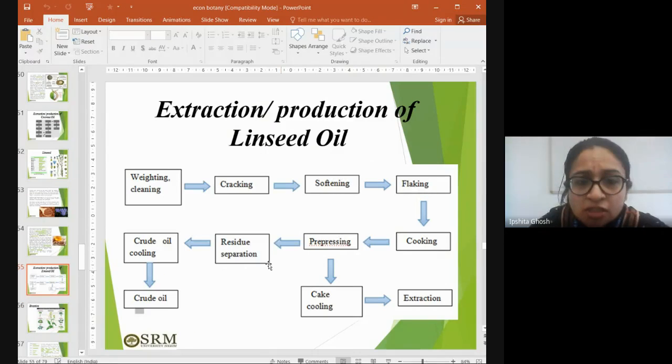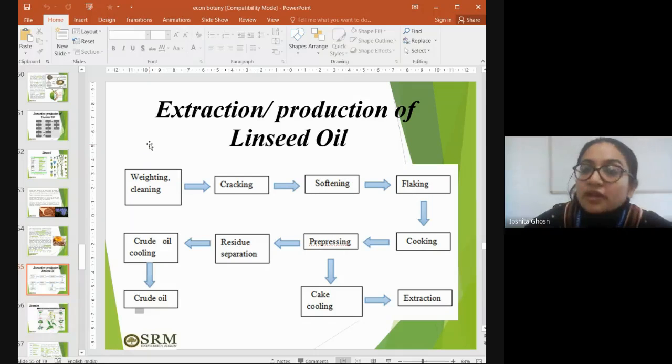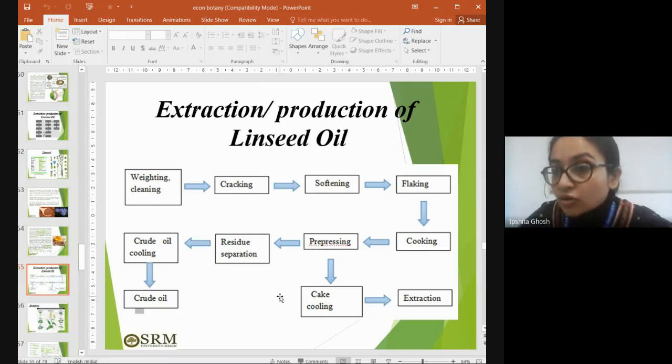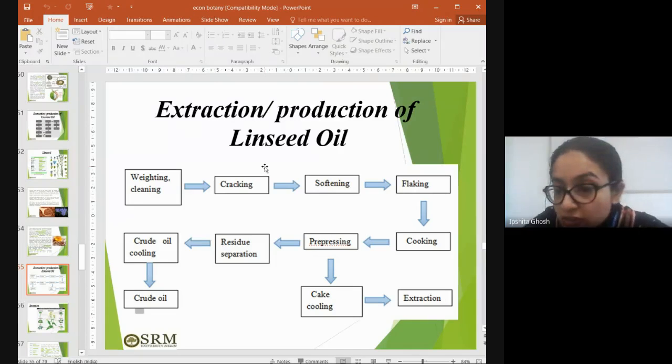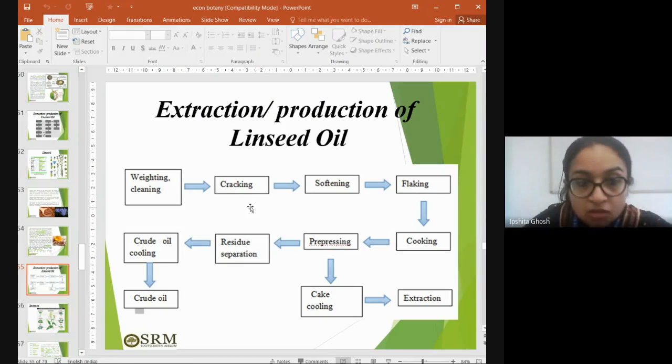Regarding the extraction, the production is again similar, but here what you need to know is that the seeds are small but hard, so they have to be cracked to take out the oil. Pressing will not be sufficient for them, so there is a cracking procedure in case of linseed oil extraction, which is additional. They're cracked, softened, and flaked. Then pressing is done, the crude oil is taken out, and then it is filtered and purified.